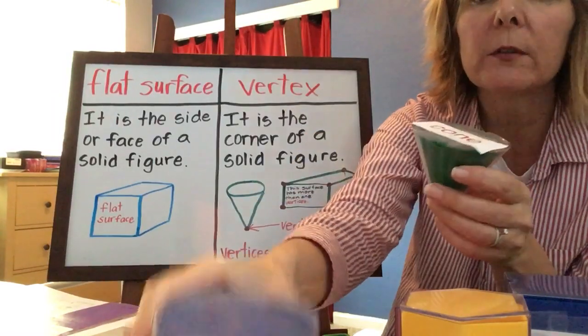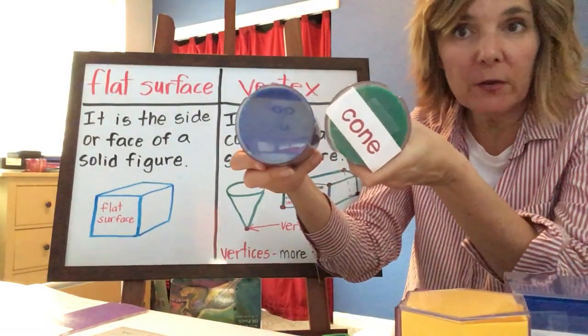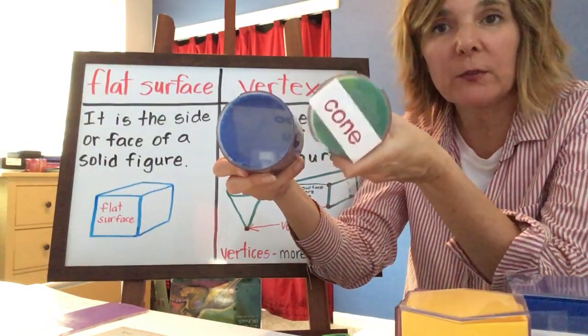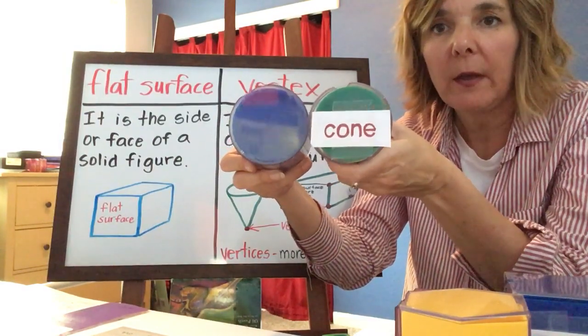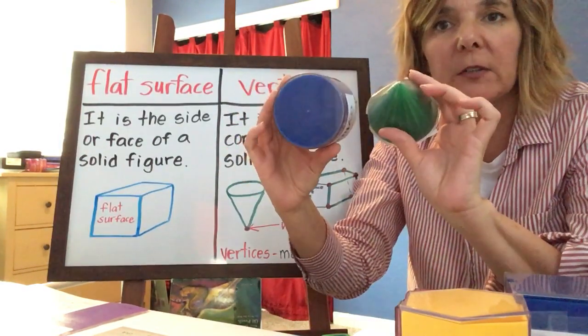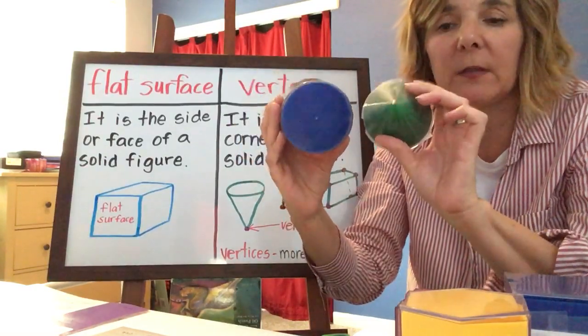But the cone and the cylinder are a little different. They have things that are the same. They have a flat surface that's in the shape of a circle, but the other end is different. So there's something that makes them alike, and there's something that makes them different.